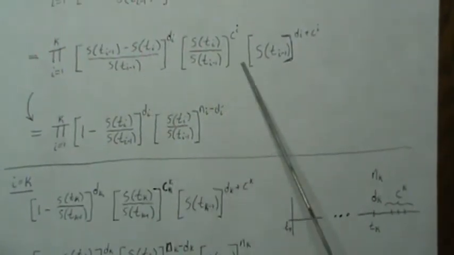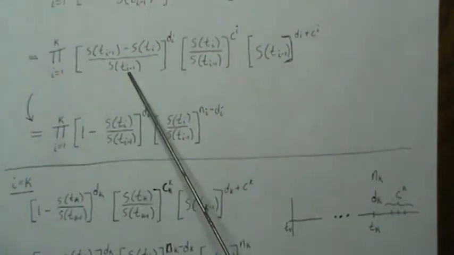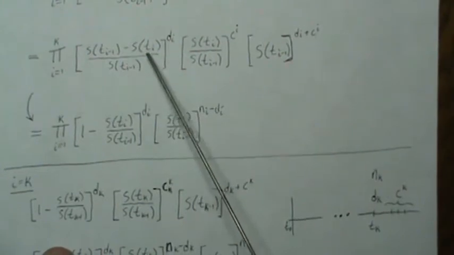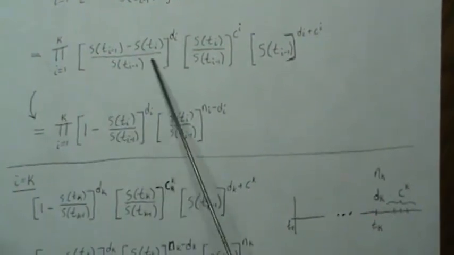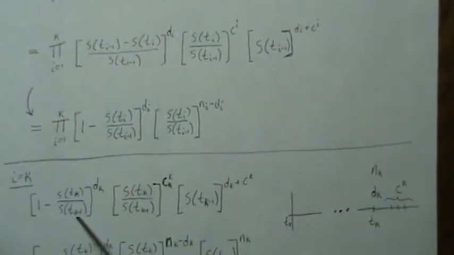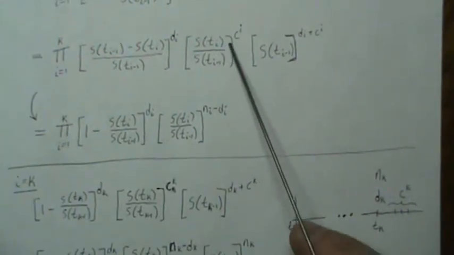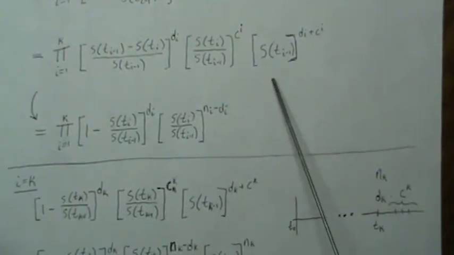So remember, we're starting here, so I equal K, so you plug in K wherever there's an I. And then going from here to here is pretty easy, so I just do that. 1 minus S of TK, S of TK minus 1 raised to DK. And then this difference is here, and that is here.